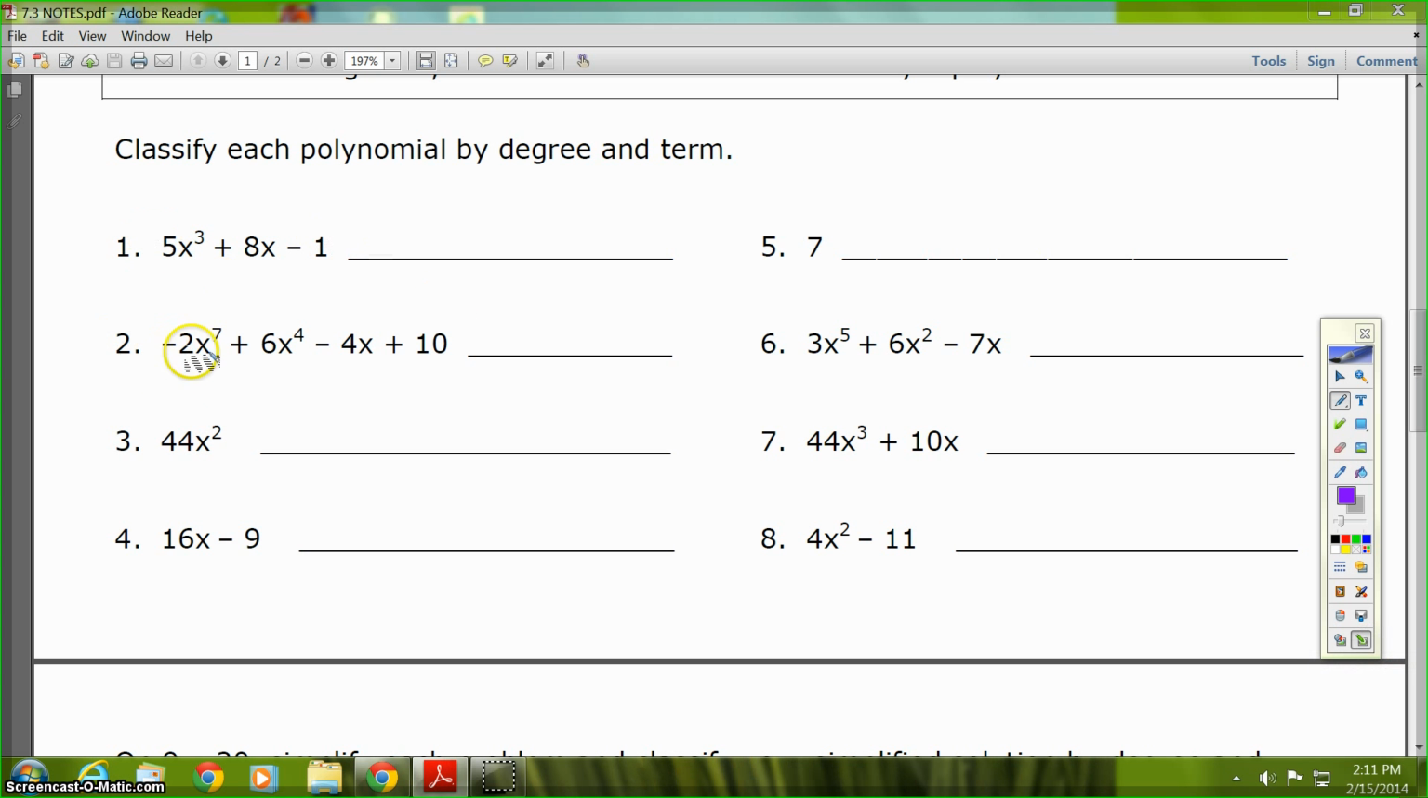Okay, number 2, I want to look for the highest exponent. And it looks like 7 is going to be the highest exponent. So this is going to be a 7th degree. Then I need to count how many terms I have. I have 1, 2, 3, 4, so I have more than 3, so that's going to be a polynomial. A 7th degree polynomial. Number 3, I only have 1 term, and that exponent is to the 2nd power, so that will be a 2nd degree. And I have 1 term, so that makes it a monomial.